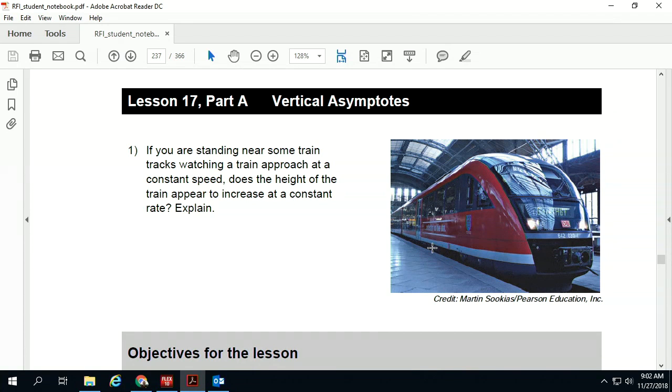Is there anybody that has an answer they would like to say? Does it appear to increase at a constant rate? I think it does. You think it does? Why are you saying that? Oh, well. So it's a guess, is what you're saying? Yeah. Okay. Anybody else have an opinion?